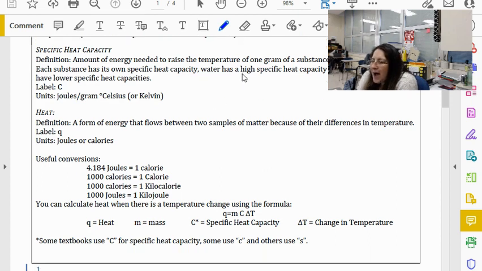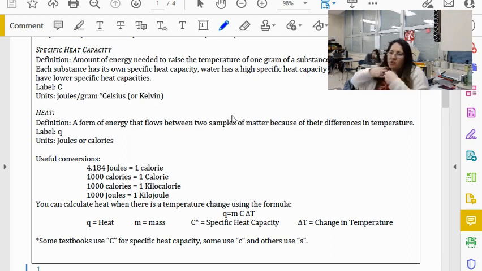Water has a very high specific heat. That's why it takes water so much longer to heat up and cool down versus a metal. You take a piece of aluminum foil out of the oven that's been in there at 400 degrees, and within a couple minutes, you can touch that comfortably and not get burned. You do that with the same mass of water, and you're going to burn yourself because the water will retain that heat much longer.